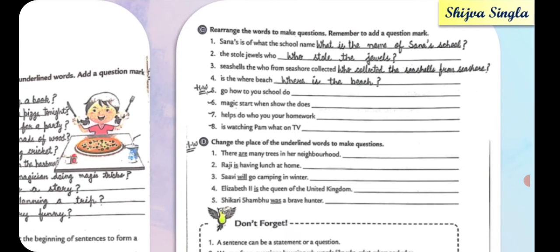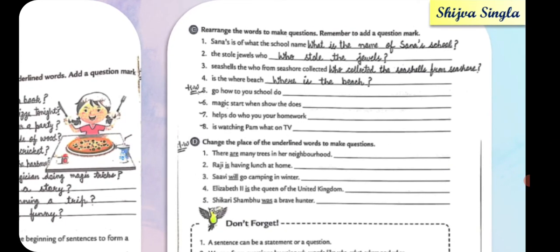Moving on to part C. Here sentences are given to you in a jumbled way. You have to rearrange the words to make questions. Question words will come in the beginning and don't forget to add a question mark at the end. So the first one is, Sanas is of what the school name? Doesn't make sense, right? So just find out the question word here and place it in the front. The question word here is what. It's part of the WH family. So place what in the beginning. It will become, what is the name of Sana's school? And end it with a question mark.